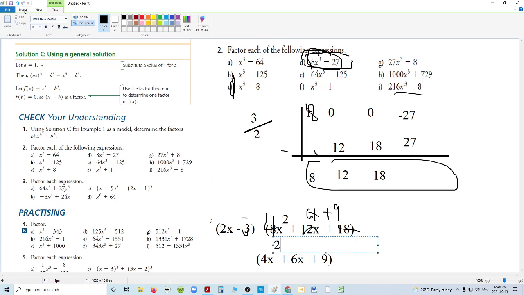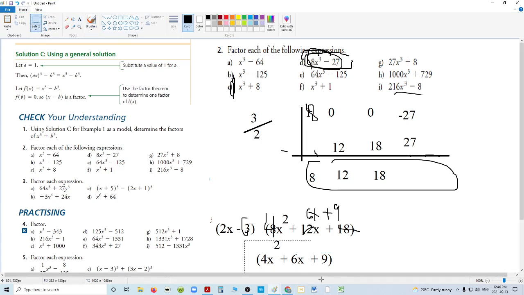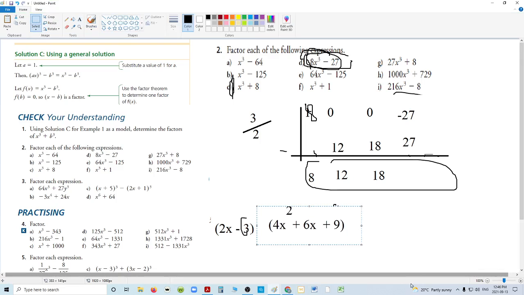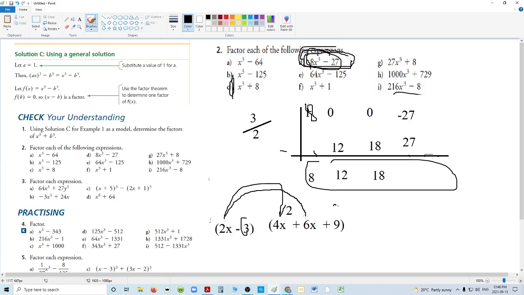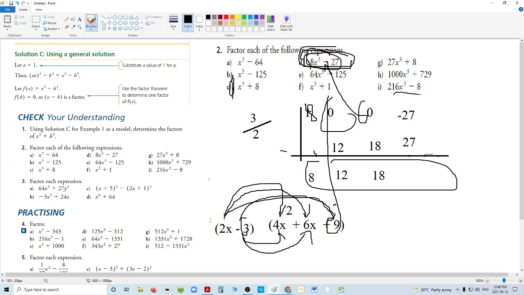And whenever you want to make sure you get the right answer, you can expand it and see, because you might say, oh, that doesn't expand to 8x cubed minus 27. Well, there's the 8x cubed. Then it's plus 12x squared, and then plus 18x. Right here it's minus 12x squared, so the 12x squareds cancel each other, and then minus 18x, so the 18x cancels. That's why we have 0, 0 in the formula. And the last number, minus 3 times 9, makes minus 27.